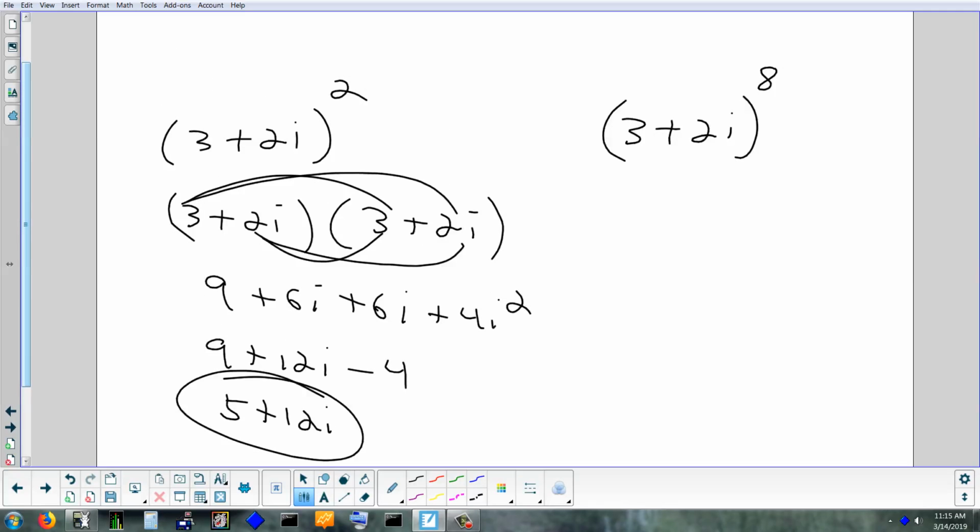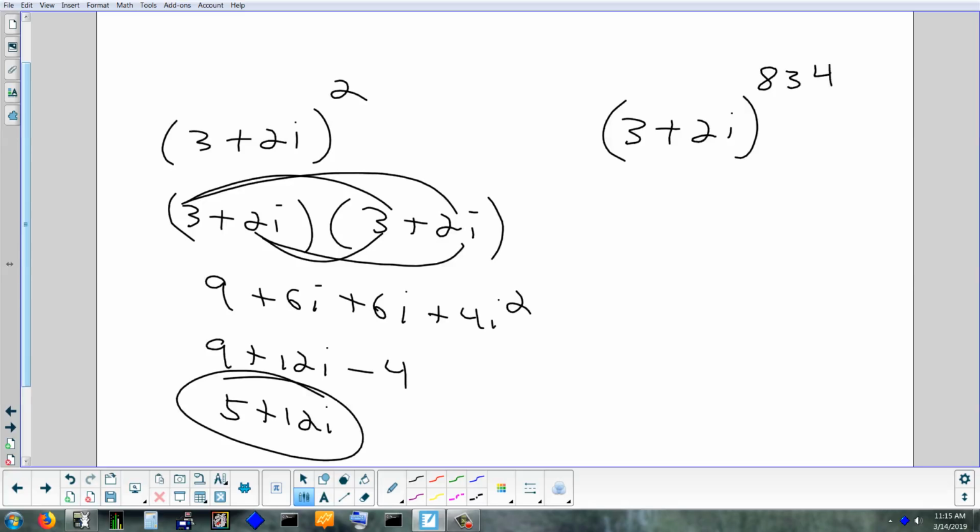Now, if you said 3 plus 2i to the 834th power, that's pretty much impossible to do by hand. There's going to be thousands and thousands of steps. And if you make one mistake in one step, it's going to mess up the whole thing. Plus, even just writing 3 plus 2i in parentheses 834 times, that's going to take like an hour just to write all that out.